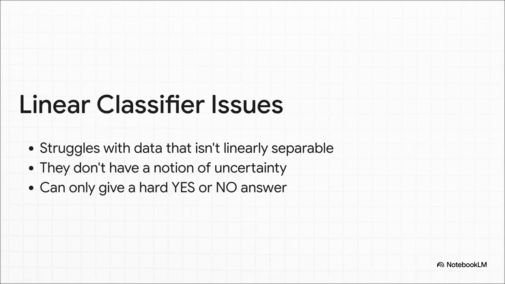And that is exactly the problem. A simple straight line, what we call a linear classifier, just can't handle that fuzziness. It's too black and white. It draws a hard line in the sand and gives a hard yes on one side and a hard no on the other. It has absolutely no way of saying, I'm about 70% sure. It just doesn't get the concept of probability.